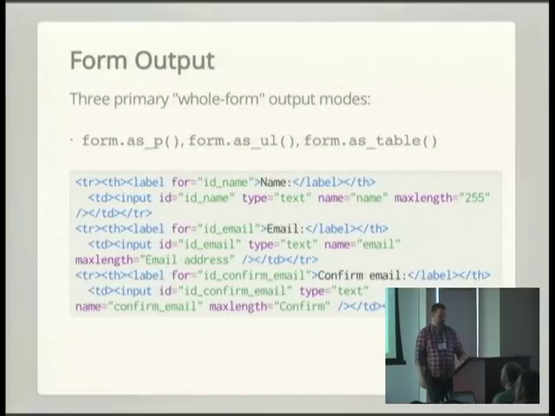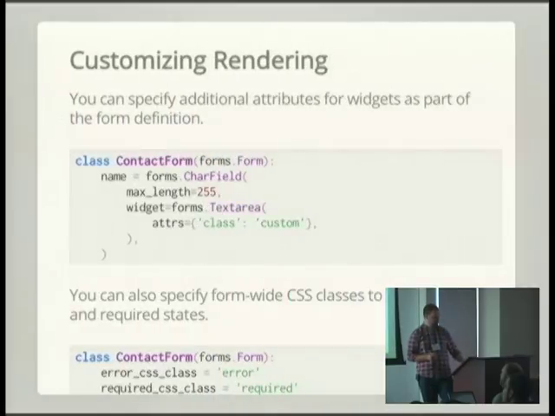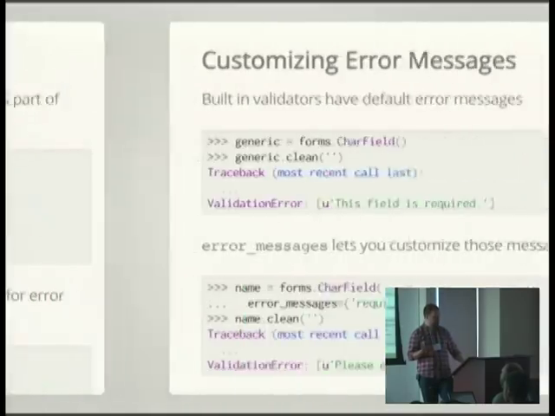Forms having output methods are usually pretty helpful. I don't actually use these whole-form methods much, but they're there. Basically, they'll give you a table or a list or paragraphs. What I end up using are these fields. So I say something like for field in form, or form square bracket of field. You have label_tag, you have errors, you have HTML help text. You have all these different things you can use to control the output and really drive it from one piece of code. You can do classes.